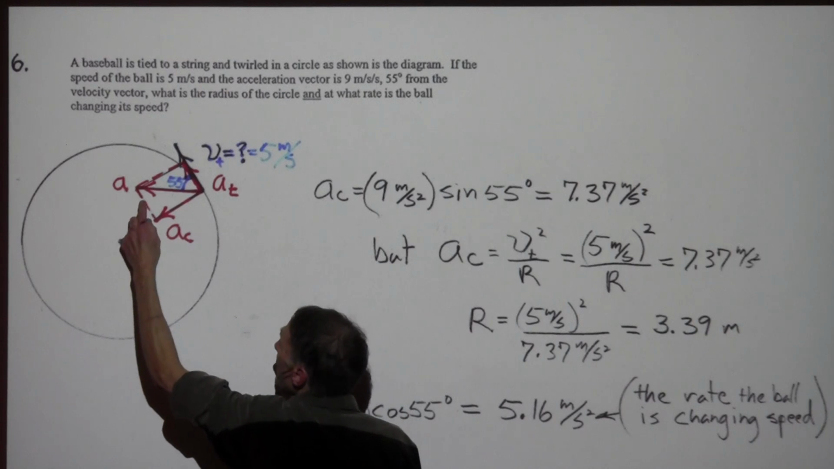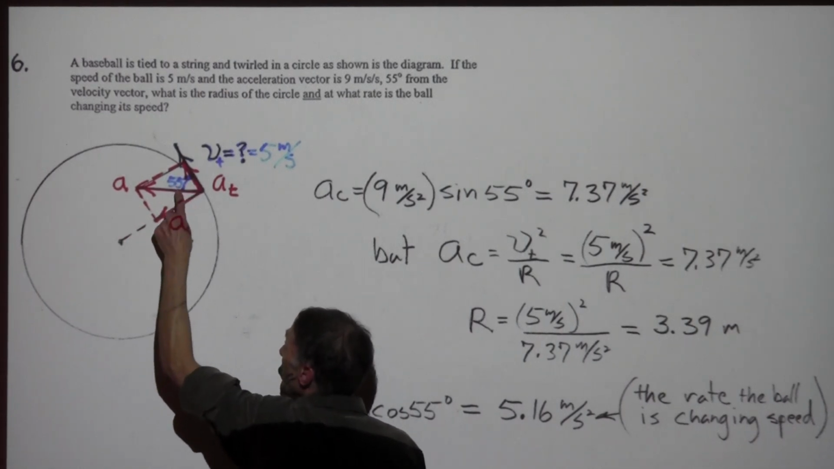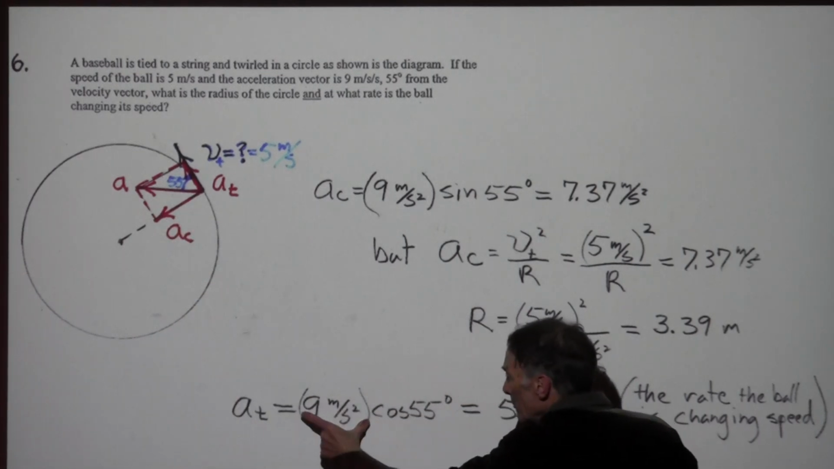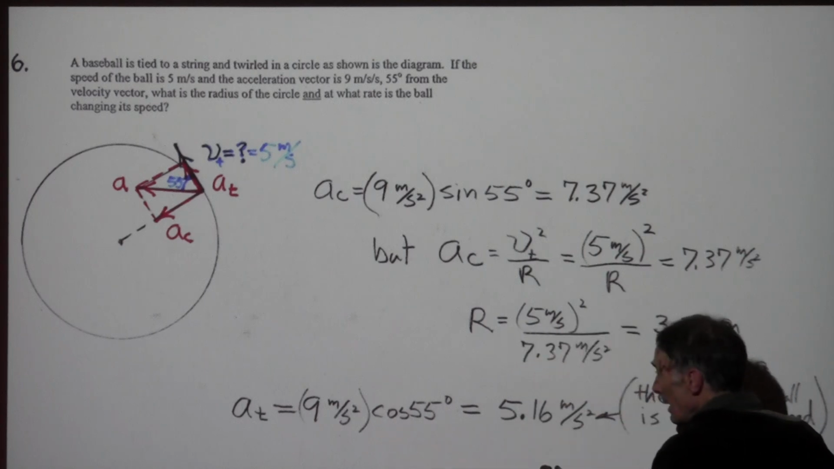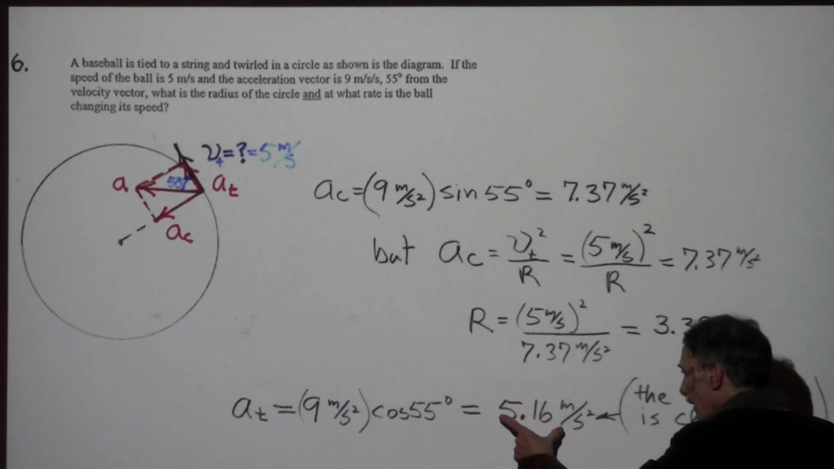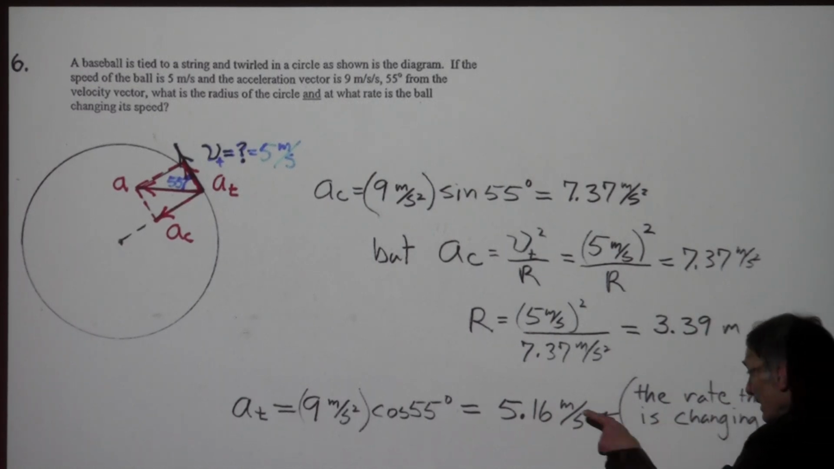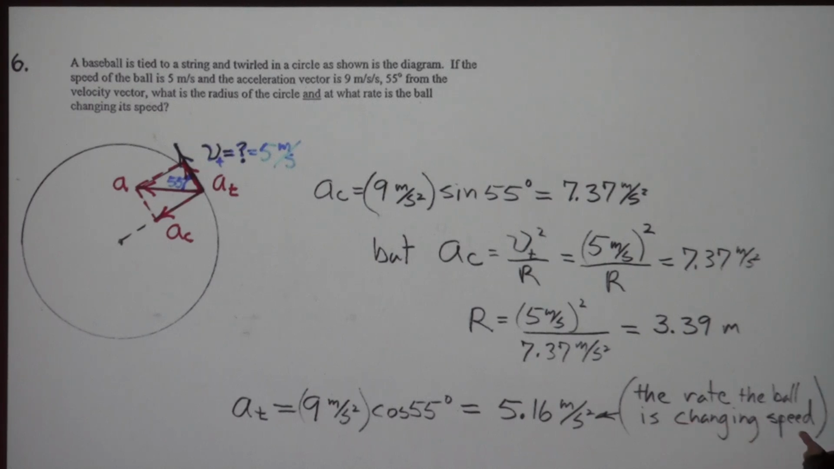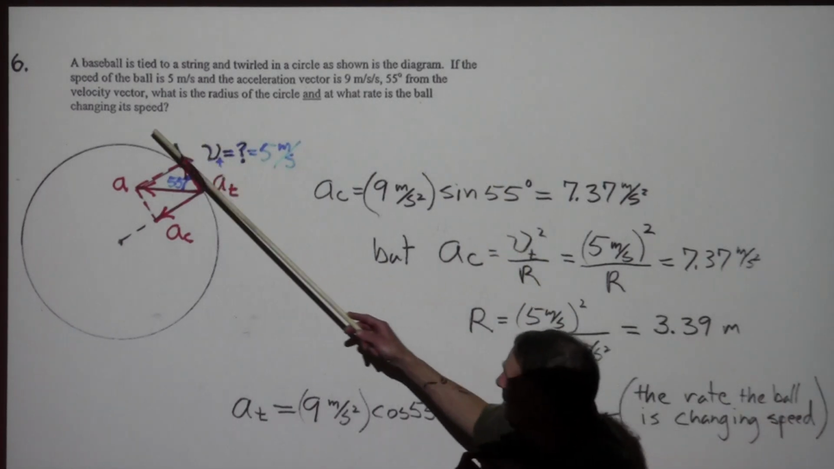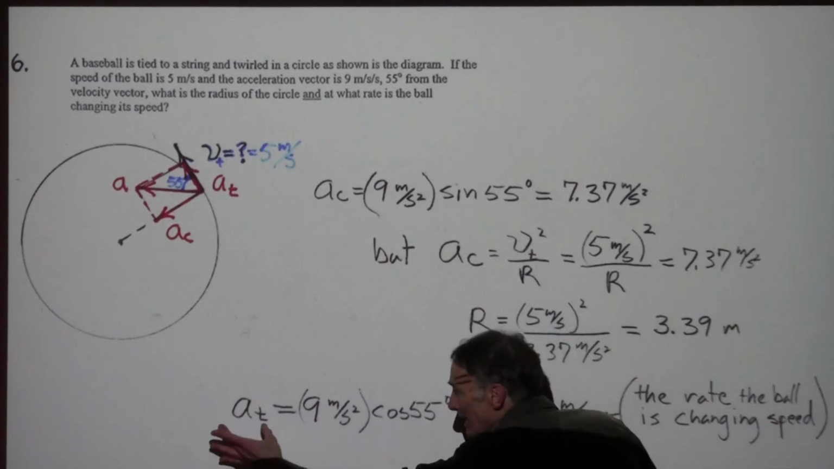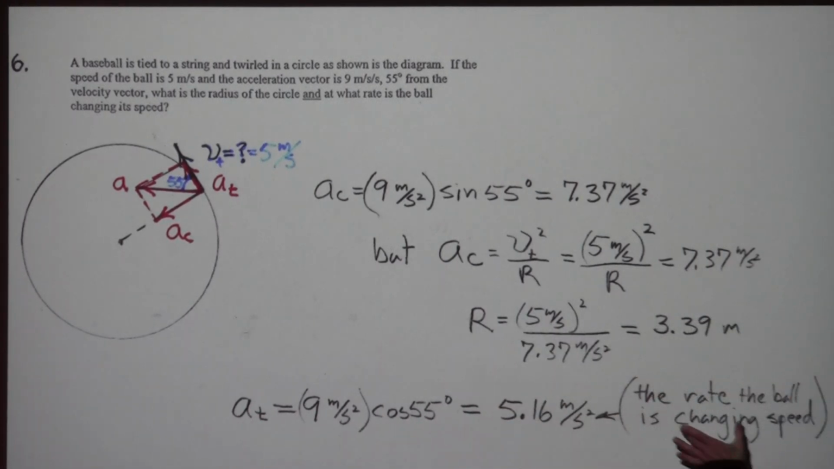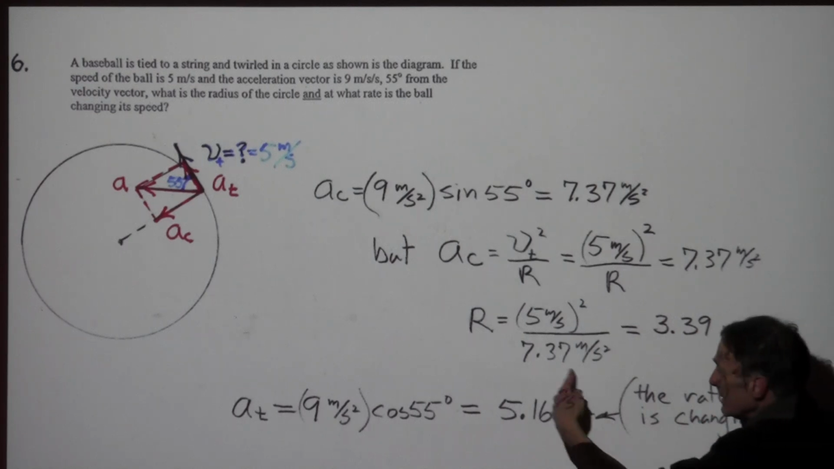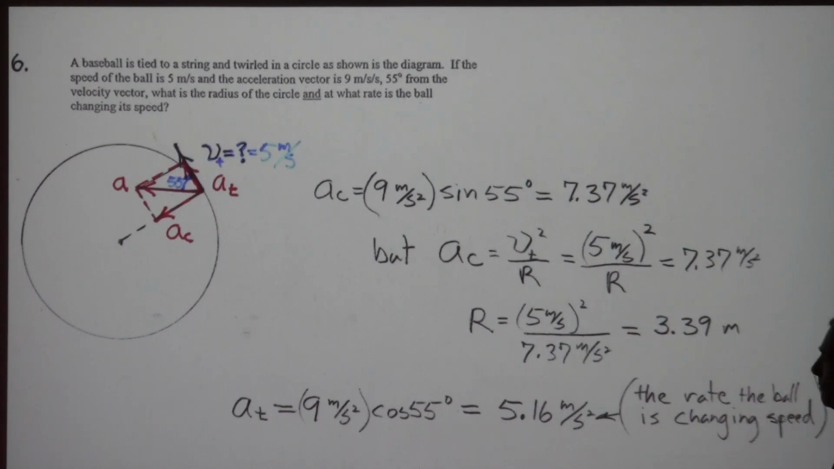Then for the tangential acceleration, that acceleration is the side adjacent to that angle, so that would be the cosine. We have 9 meters per second squared times the cosine of 55 degrees, and sticking the numbers into the calculator, we get 5.16 meters per second squared. This is the rate the ball is changing its speed. He's kind of cryptic in the way he's asking that. It's like Jeopardy: at what rate is the ball changing its speed? It's really the question, what is the tangential acceleration? So this would be an answer, and then he also wants to know the radius of that circle. That's a straightforward one, typical of the ones he gives.